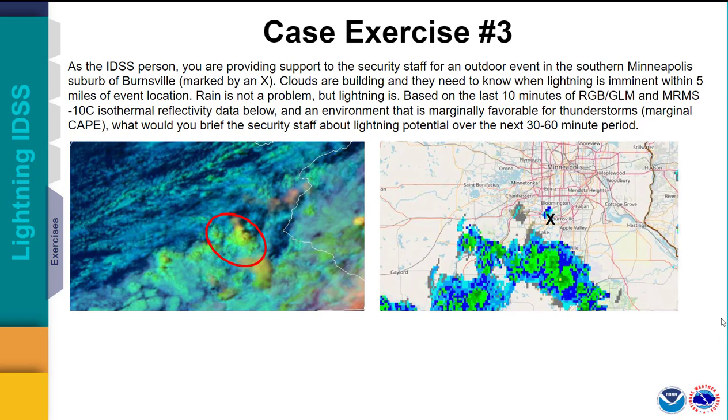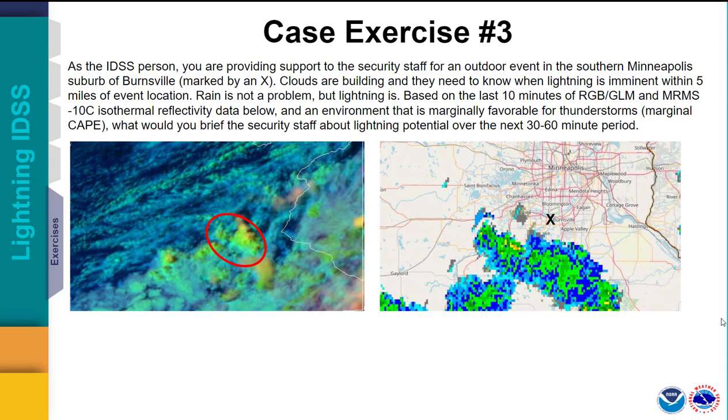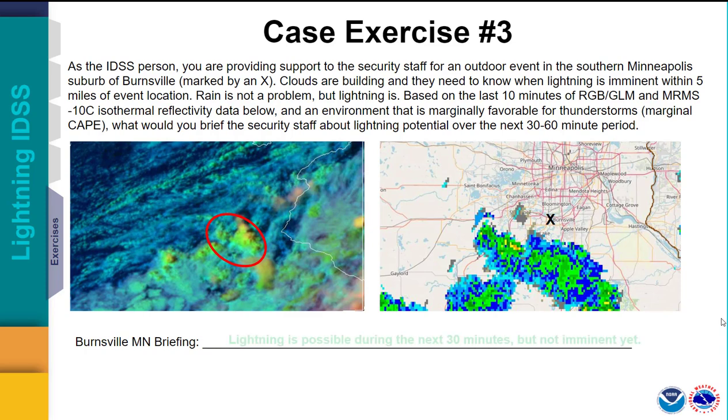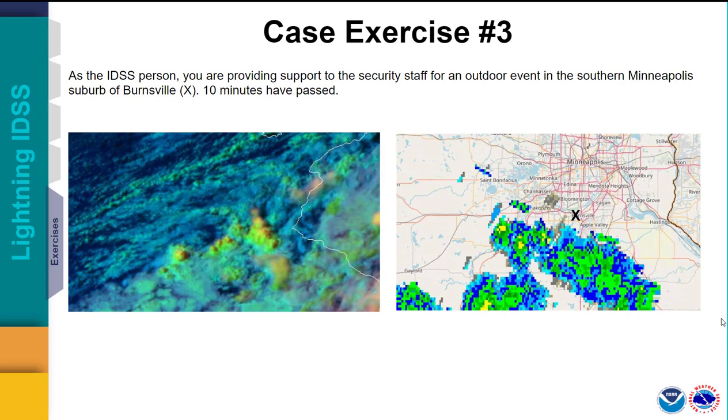Based on the last 10 minutes of RGB and GLM data and MRMS -10 Celsius isothermal reflectivity data below, and an environment that is marginally favorable for thunderstorms due to marginal CAPE, what would your briefing be for security staff about lightning potential over the next 30 to 60 minute period? Given what the RGB and MRMS images show, you would likely lean toward a possible threat during the next 30 minutes, though potentially not imminent given the distance of the cells from Burnsville.